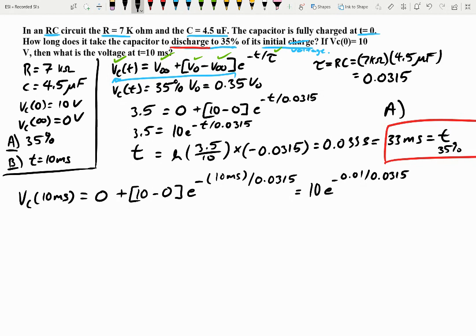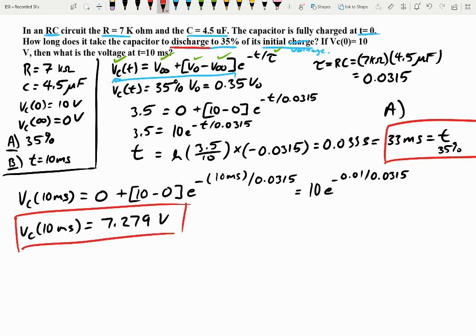Good. And when we plug those values in, so V of C at 10 milliseconds, I'm getting 7.279 volts. Okay. And that's all it is. So that one's even easier, just plugging and chugging into that one. All right.